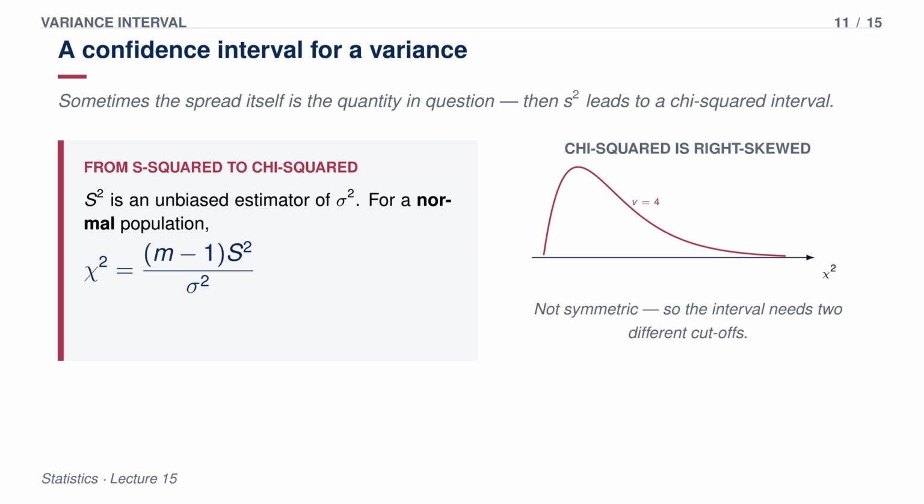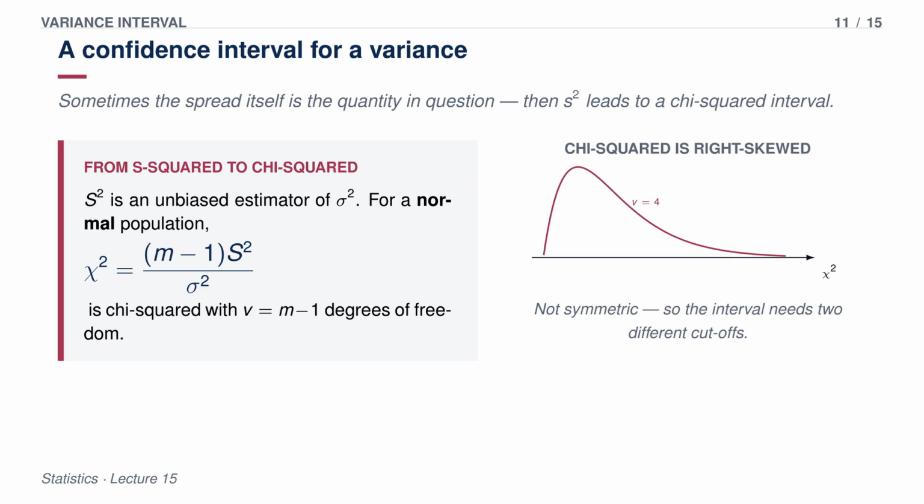One more parameter, and it's a different flavor. Sometimes the spread itself is the question. How consistent is a process, not where it's centered. Then S squared is our estimate of sigma squared, and it's unbiased. And for a normal population, the quantity m-1 times S squared over sigma squared follows a chi-squared distribution, with v equals m-1 degrees of freedom again.